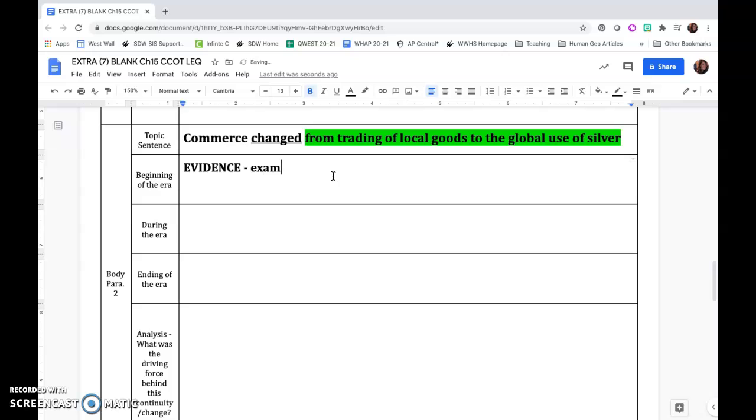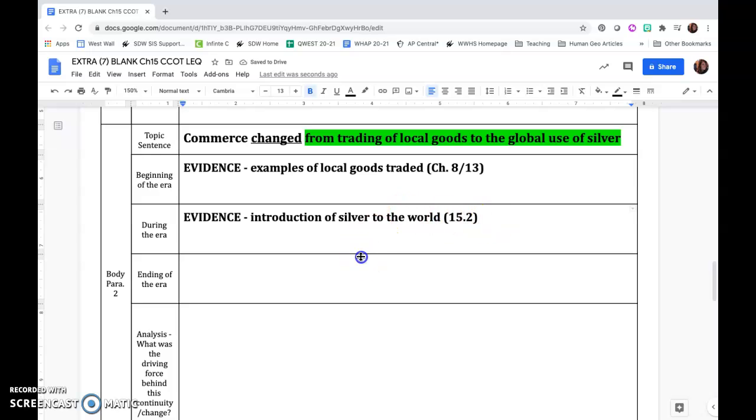So again, here in my evidence I am looking for examples of local goods traded, giving hints to you of chapter 8 as well as chapter 13 with the Aztecs and the Incas. Those trade routes will give you examples of local goods being traded. Then, in the during, I talked about how you know that silver is introduced. And last but not least, sorry, that one is from 15.2.